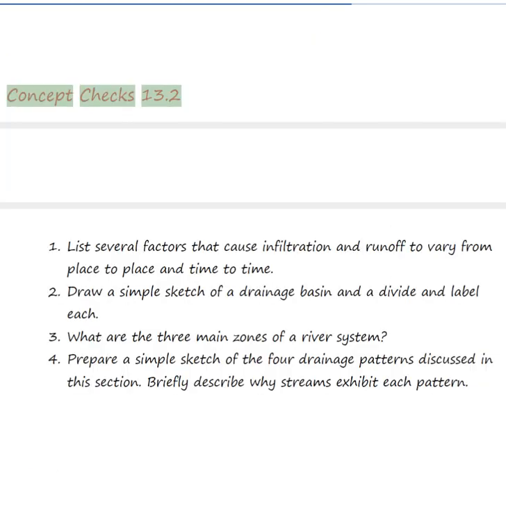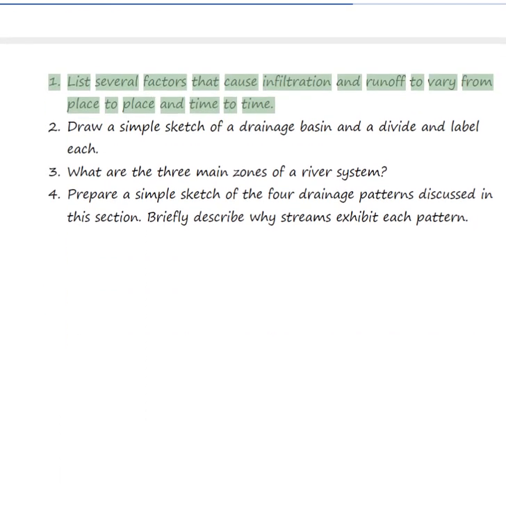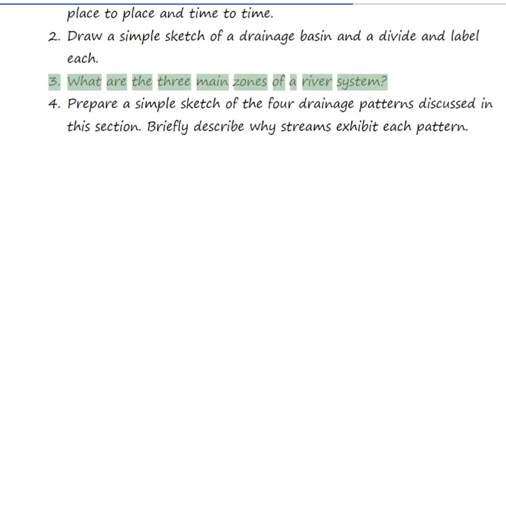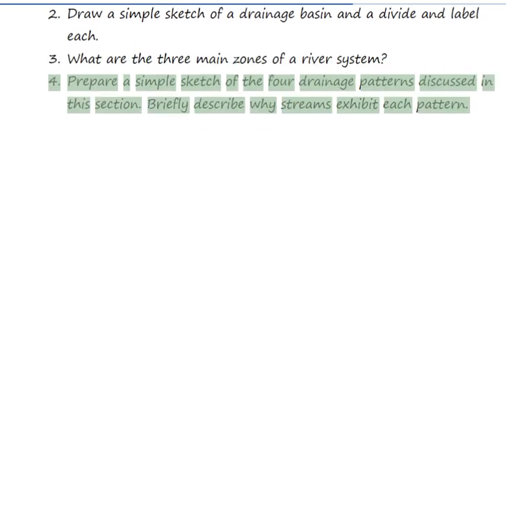Concept checks 13.2. 1. List several factors that cause infiltration and runoff to vary from place to place and time to time. 2. Draw a simple sketch of a drainage basin and a divide and label each. 3. What are the three main zones of a river system? 4. Prepare a simple sketch of the four drainage patterns discussed in this section. Briefly describe why streams exhibit each pattern.